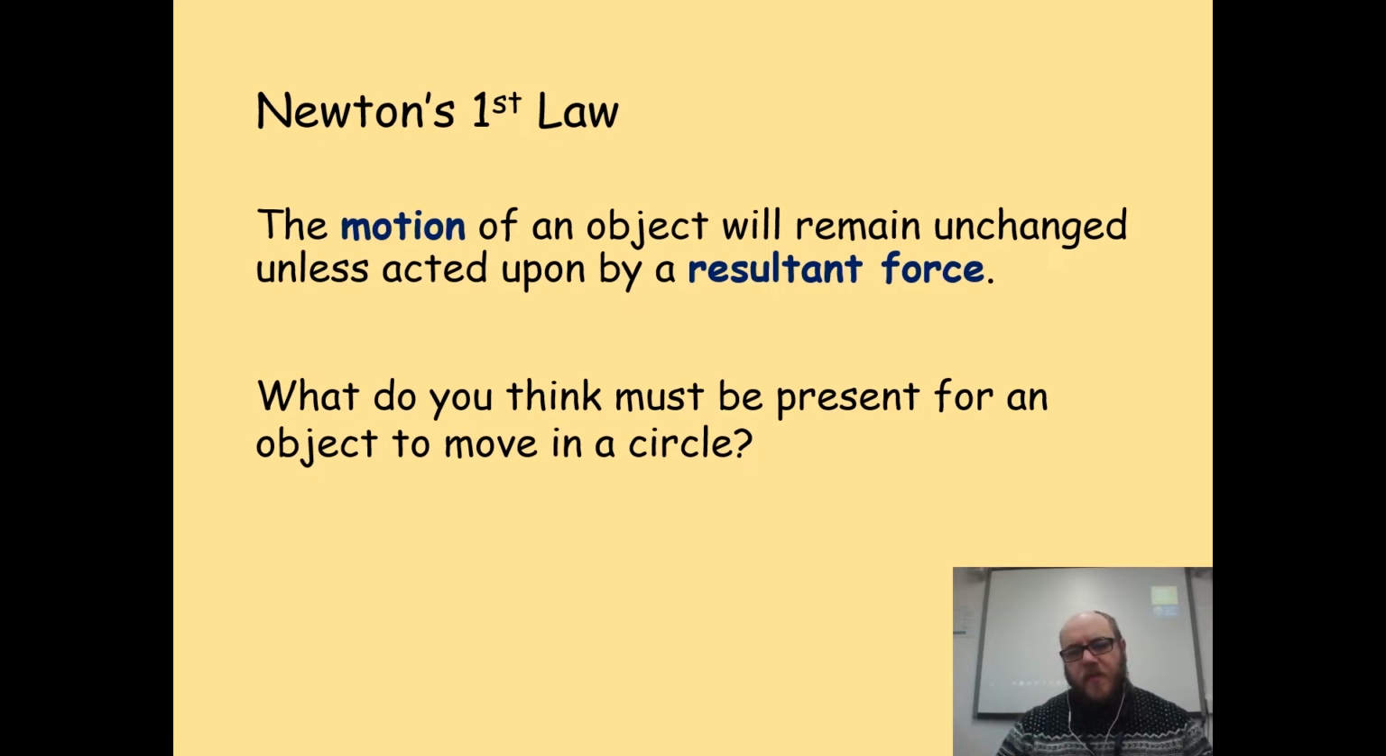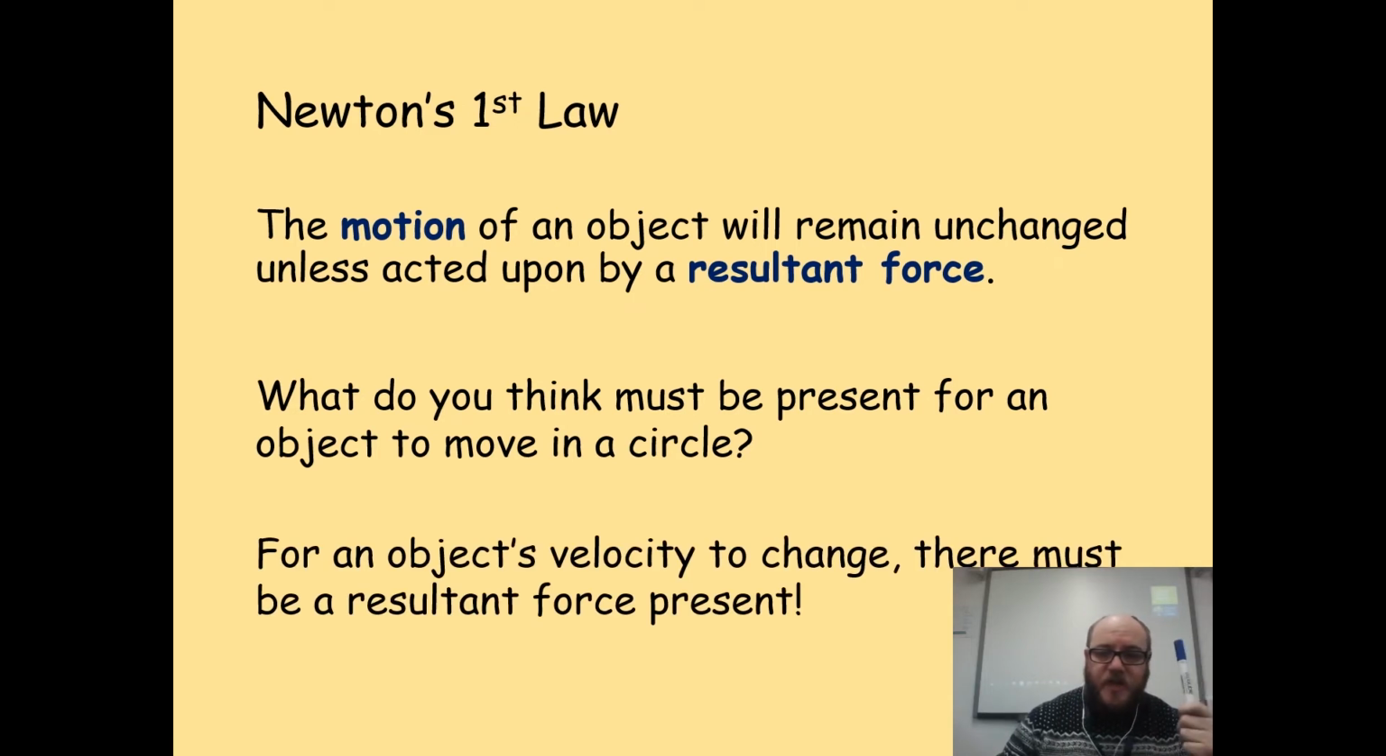All right, welcome back. What did you think was present for an object to move in a circle? Well, if an object's velocity is changing and there's an acceleration, there must be a resultant force present, because an acceleration or a change in velocity is a change in motion. Newton's first law says the motion cannot change unless there's a resultant force. If there's a resultant force, you have a change in motion, like a change in velocity or an acceleration. So if an object is moving in a circle, there must be a resultant force present.